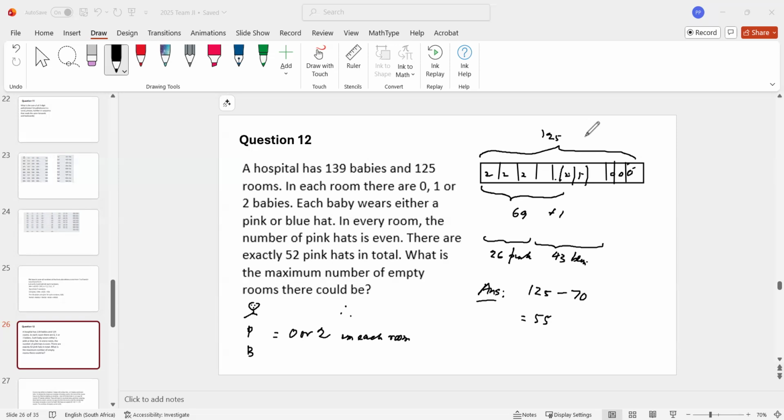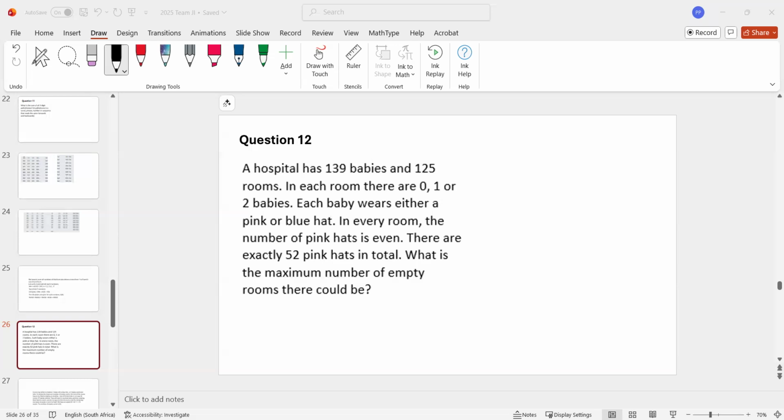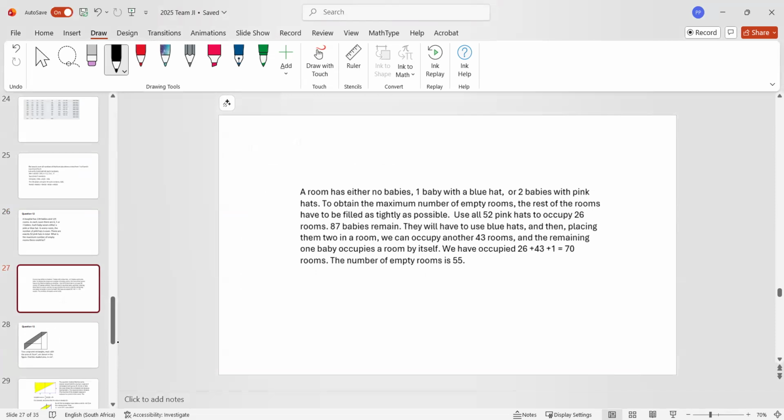And from the 70 occupied rooms, there will be 55 empty rooms. And that's obviously the maximum, because I try to put as many children into the other rooms as possible. So the answer to this question is 55. Okay, there it is. The number of empty rooms is 55, right at the end. So this problem has really got nothing to do with pink hats and blue hats. I don't know why they give these distractors.